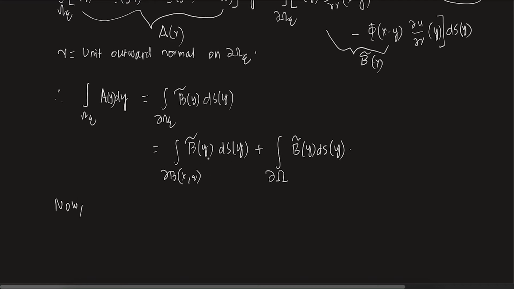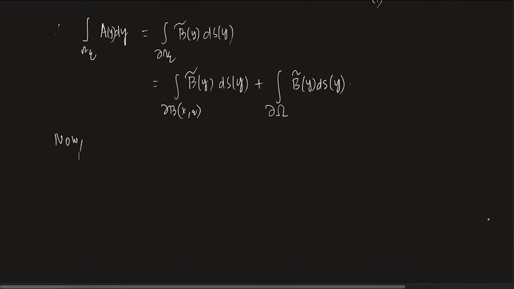Now let us look at this expression: the integral over the boundary of B(x, epsilon) of phi of y minus x del u del gamma of y dS y. This expression, I want to calculate what happens to it.